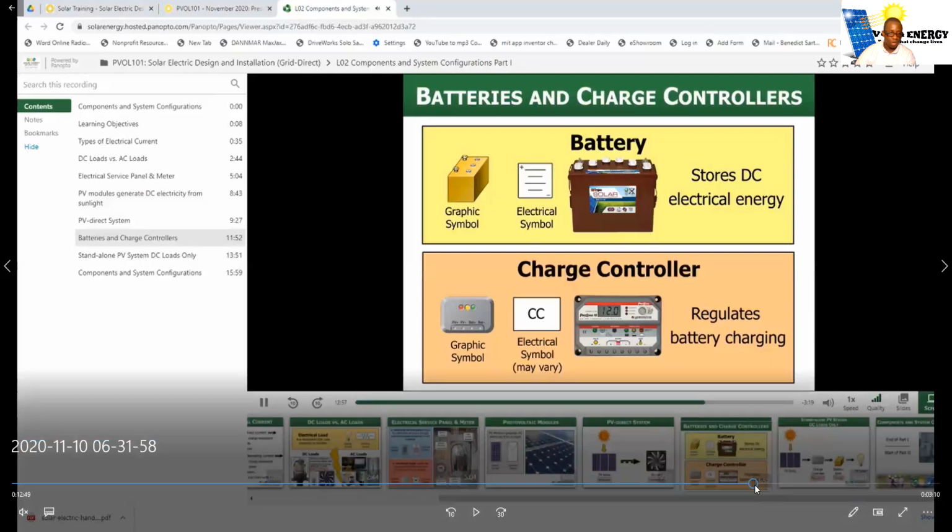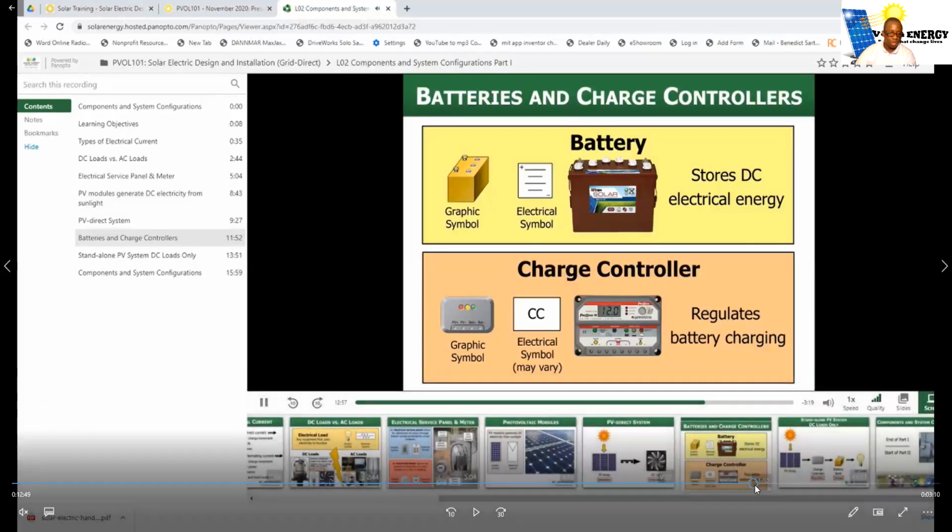Then we have the charge controller. That's the graphic of the charge controller. The charge controller regulates the intake of charge into the battery and the outtake of charge from the battery. The charge controller regulates when the battery reaches the discharge setting, and stops current from leaving the battery. If it was set to 80%, once it hits 80%, stop it.